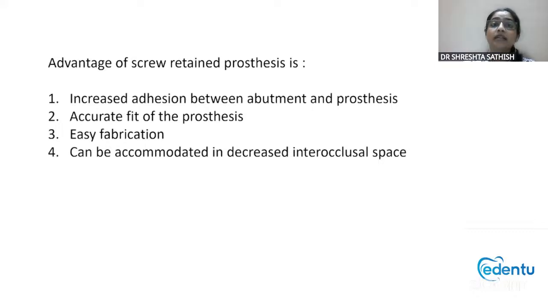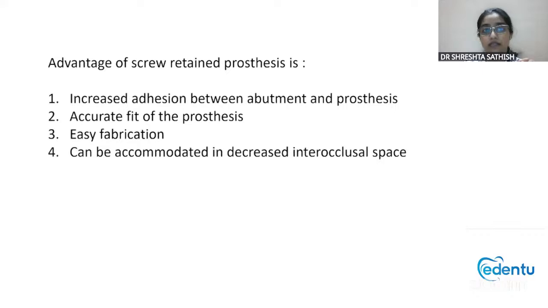What is the advantage of a screw-retained implant prosthesis? Increased adhesion between the abutment and prosthesis? No. Accurate fit of the prosthesis? Yes, can be. Easy fabrication? Not at all. Can be accommodated in decreased interocclusal space.